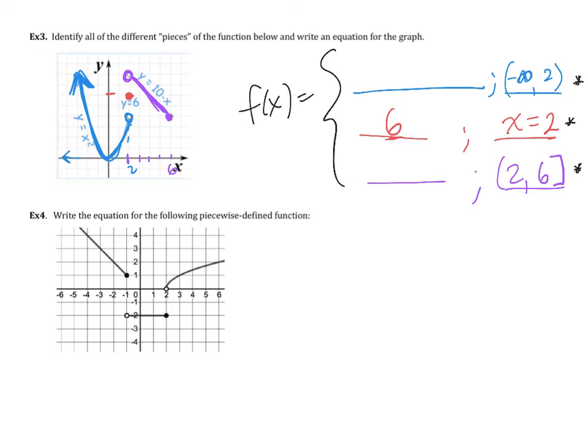The next part I would say is identifying what that part of the equation is. So I can see here the blue part is a parabola, the red part is a point we already said, and the purple part is a piece of a line.